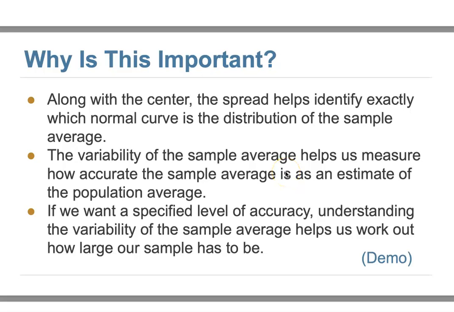So either 400 or 900, they both have a similar center. This similar center is a good estimate of the population average. The only difference is the variability, the spread of the distribution. If we want a specific level of accuracy, we need to understand why they have different intervals, right? Why does the sample size 900 have a narrower interval than the 400?